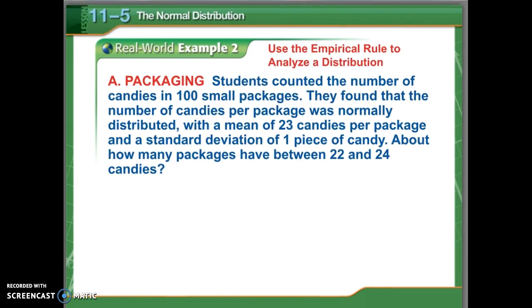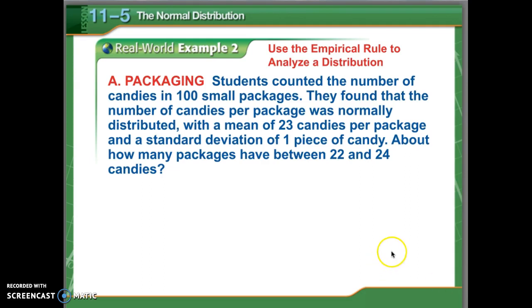Example 2 is a real-world problem. It's about packaging. It says the students counted the number of candies in 100 small packages. They found that the number of candies per package was normally distributed with a mean of 23 candies per package and a standard deviation of 1 piece of candy. About how many packages have between 22 and 24 candies?